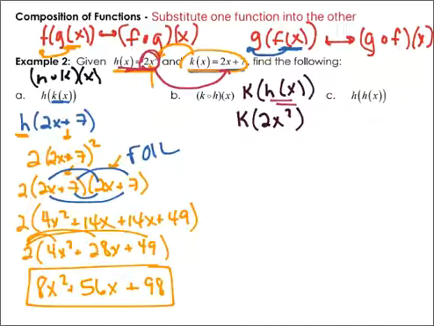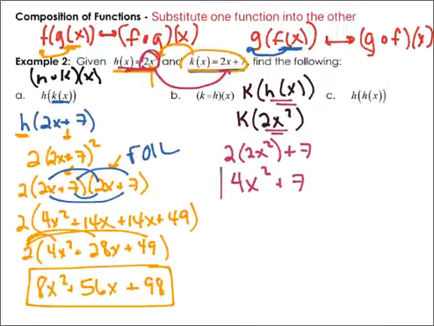If the k function is 2x plus 7, instead of writing x, I'm going to replace it with 2x squared. There's really nothing to do except multiply the 2 times 2 to get 4x squared. We're not really squaring anything. Plus 7. And we're done. We just substituted the h function into the k.